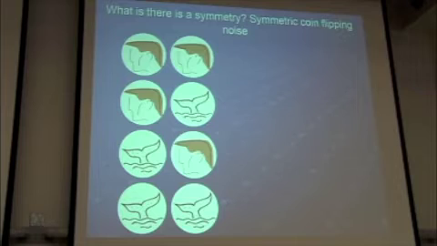Now, in order to understand how we can overcome decoherence using symmetry, I want to go back to a very simple classical problem. The idea is to try to use symmetry. What if there is a symmetry?